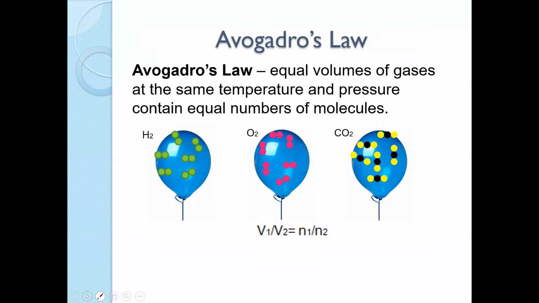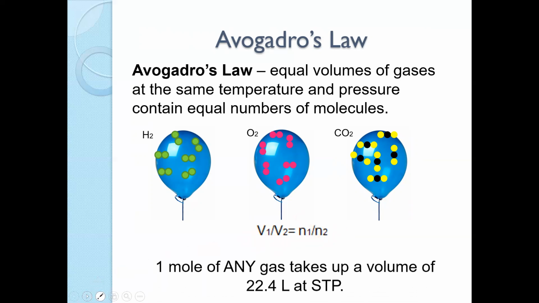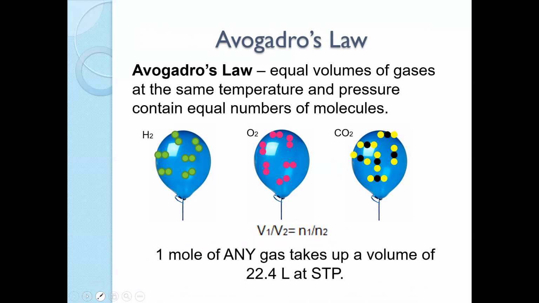Avogadro's law. Avogadro's law says equal volumes of gases at the same temperature and pressure contain equal numbers of molecules. So it gives the relationship between the volume and the number of moles. So V1 divided by V2 equals N1 divided by N2. And 1 mole of any gas takes up a volume of 22.4 liters at standard temperature and pressure.